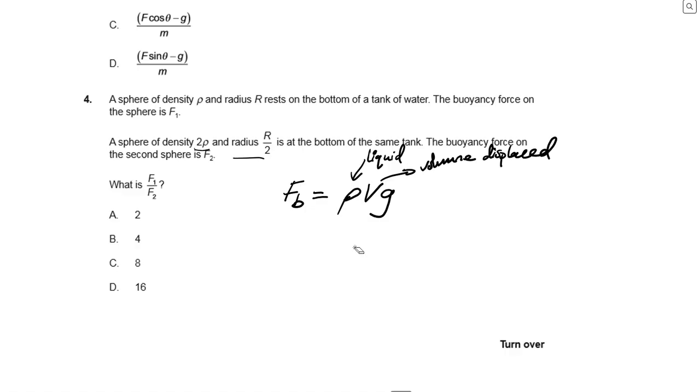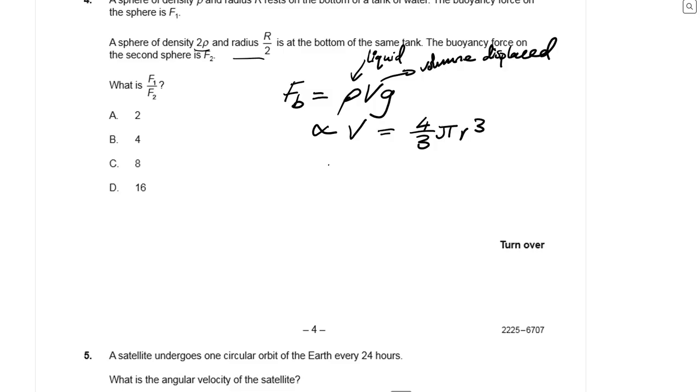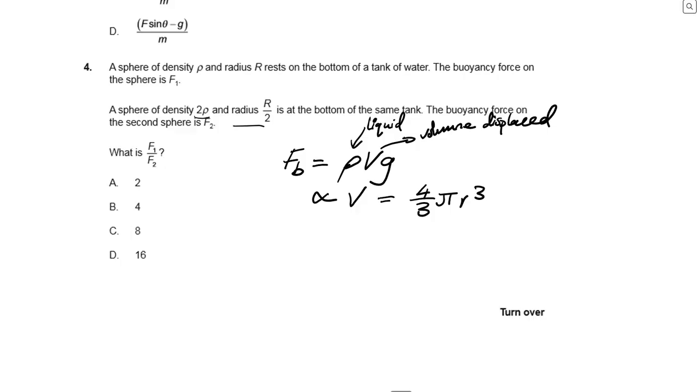So we can just say that F is proportional to our volume, which is equal to 4/3 pi r cubed, I believe, right? And so proportional to this. And so what we need to know is the second sphere, F2, has a radius of r over 2. So let's calculate that of the second sphere, F2.